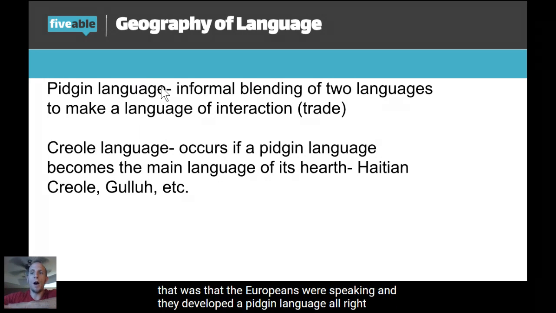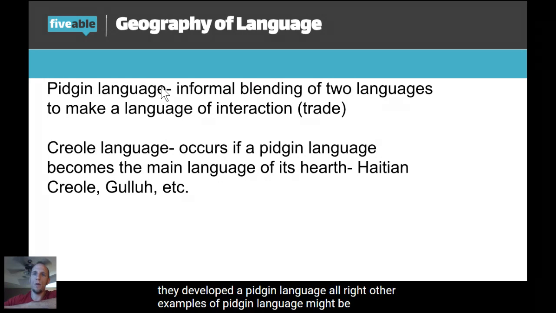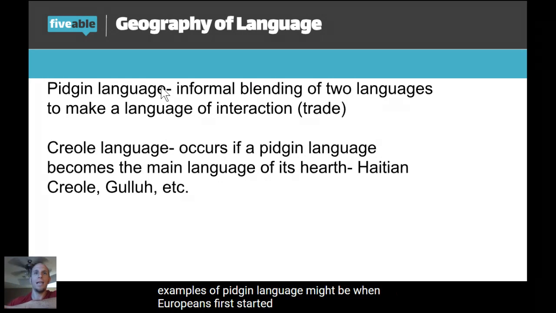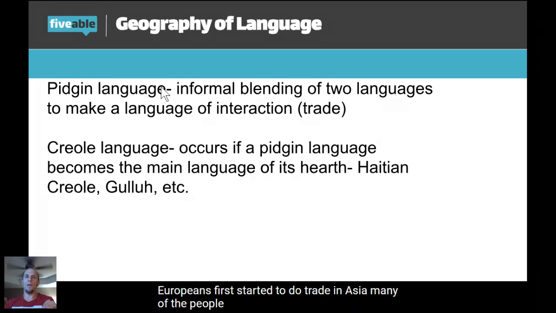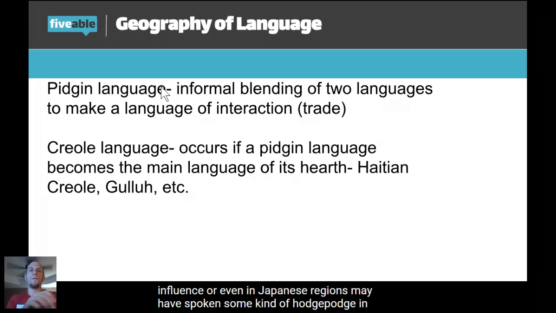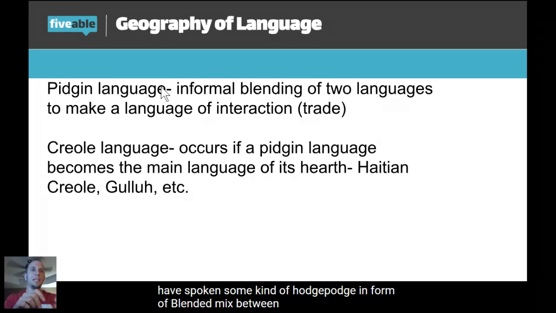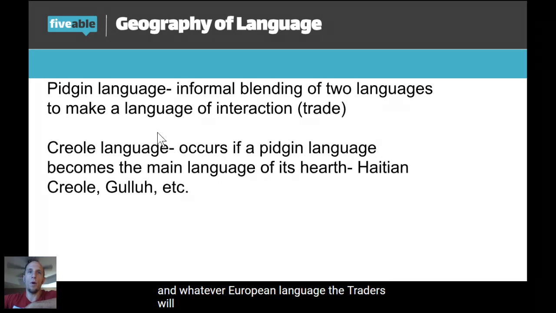Other examples of Pidgin language might be when Europeans first started to do trade in Asia. Many of the people in these Chinese spheres of influence, or even in Japanese regions, may have spoken some kind of a hodgepodge, informal blended mix between Chinese or Japanese and whatever European language the traders would have spoken.